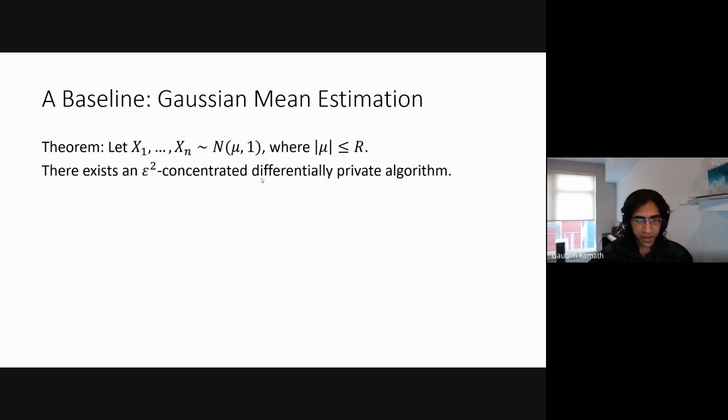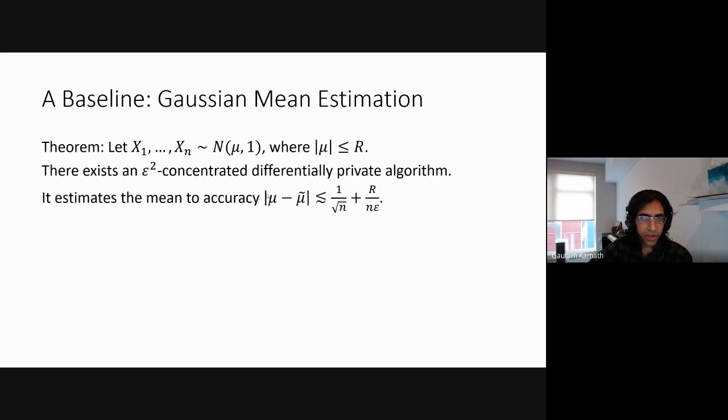So my claim is that there exists a concentrated DP algorithm which estimates the mean to this accuracy, 1 over square root n plus R over n times epsilon. Let's unpack this a bit. Is this good accuracy? Is this bad accuracy? Well, the first term is a pretty good term. It's the non-private rate. Even if you didn't have any privacy constraint, this is what you would get in terms of accuracy. So that's cool. The latter term is the additional cost of privacy by this very simple algorithm I'm going to present in the next slide.